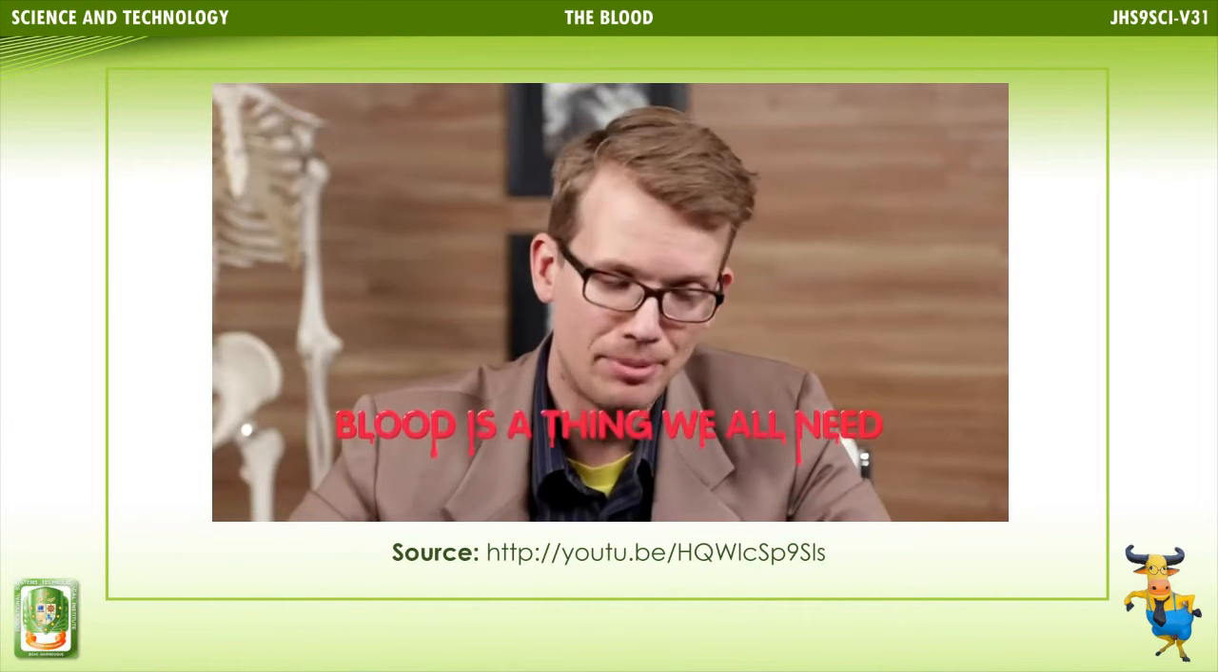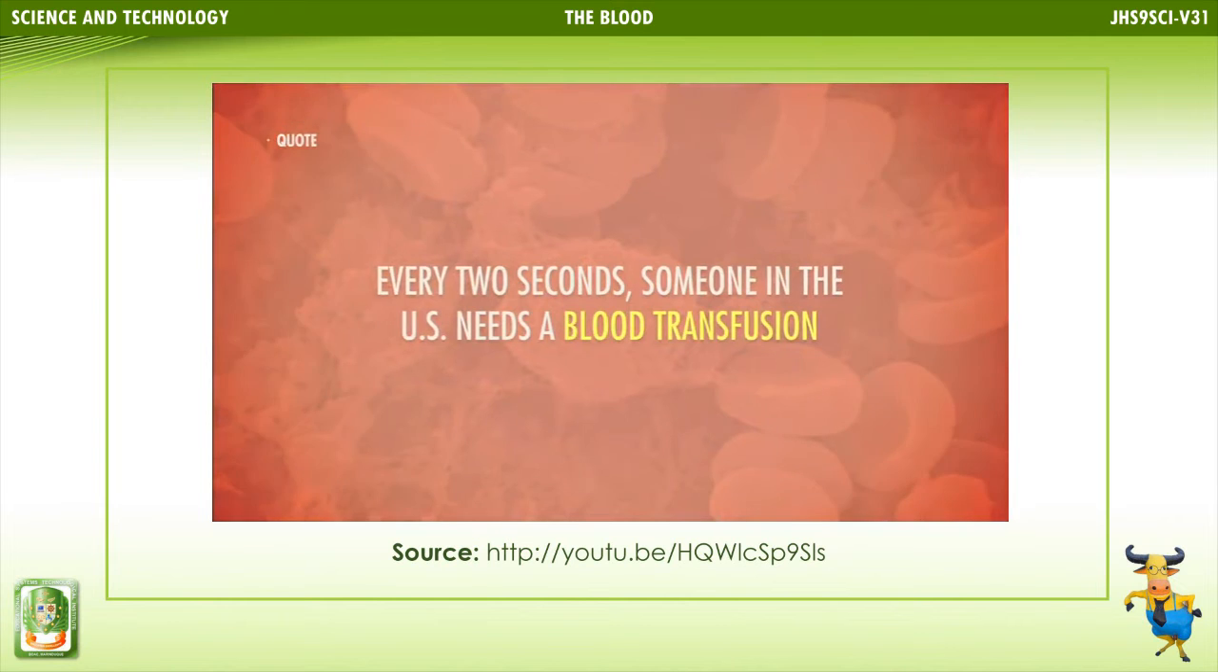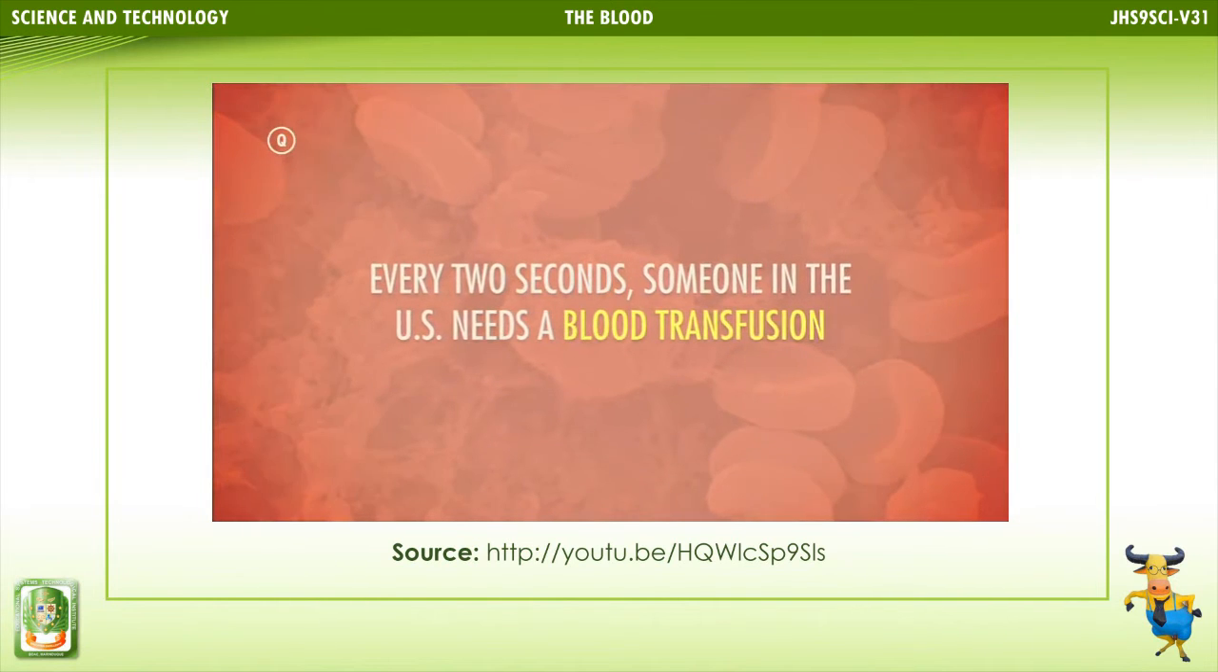But one thing we absolutely cannot manufacture, despite what True Blood would have you believe, is blood. And yet blood is a thing that we all need. And sometimes, because of injury or illness, we need extra blood. In fact, every 2 seconds, someone in the US needs a blood transfusion. This could be a victim of a car accident, someone undergoing surgery, or a cancer patient who needs new blood to maintain their health during chemotherapy.